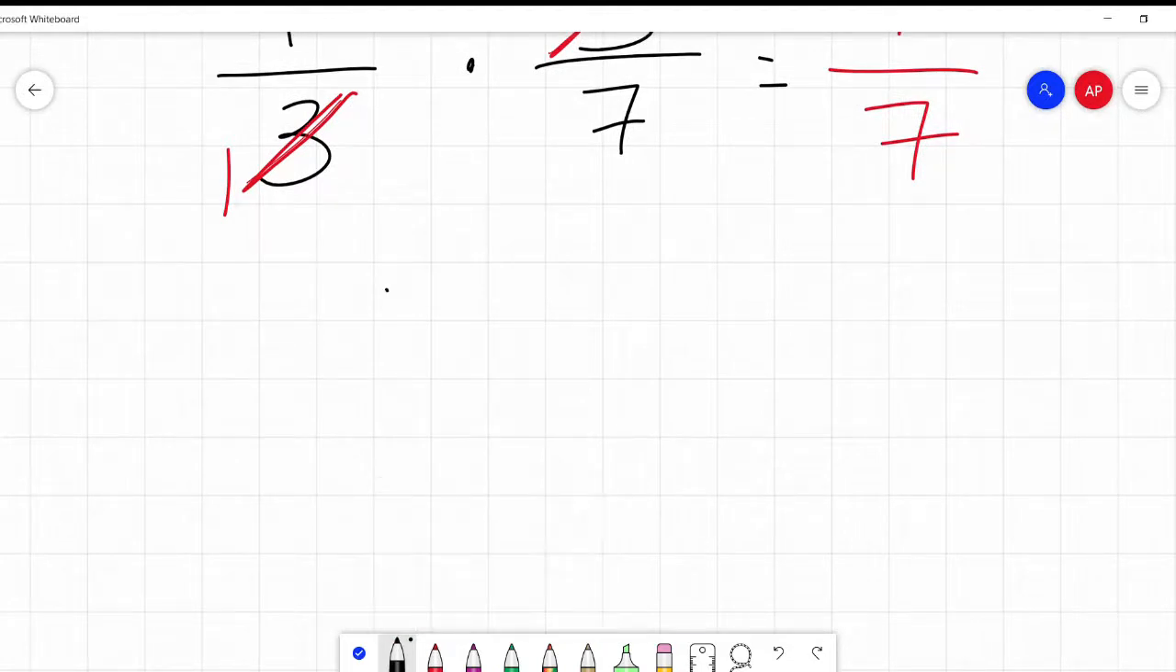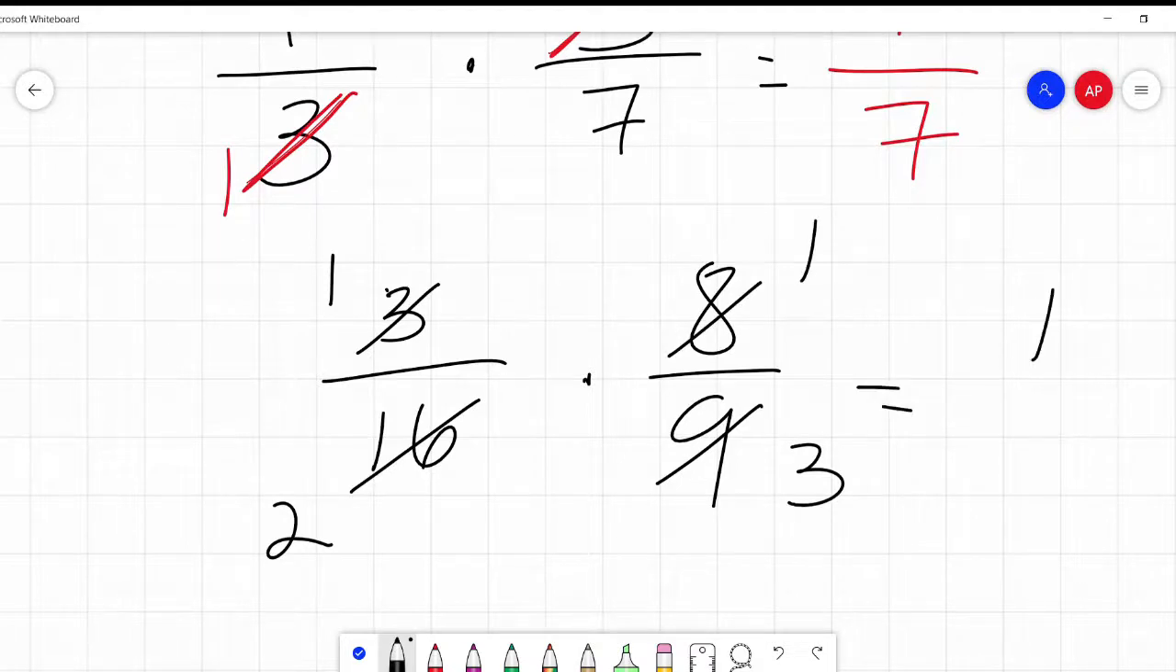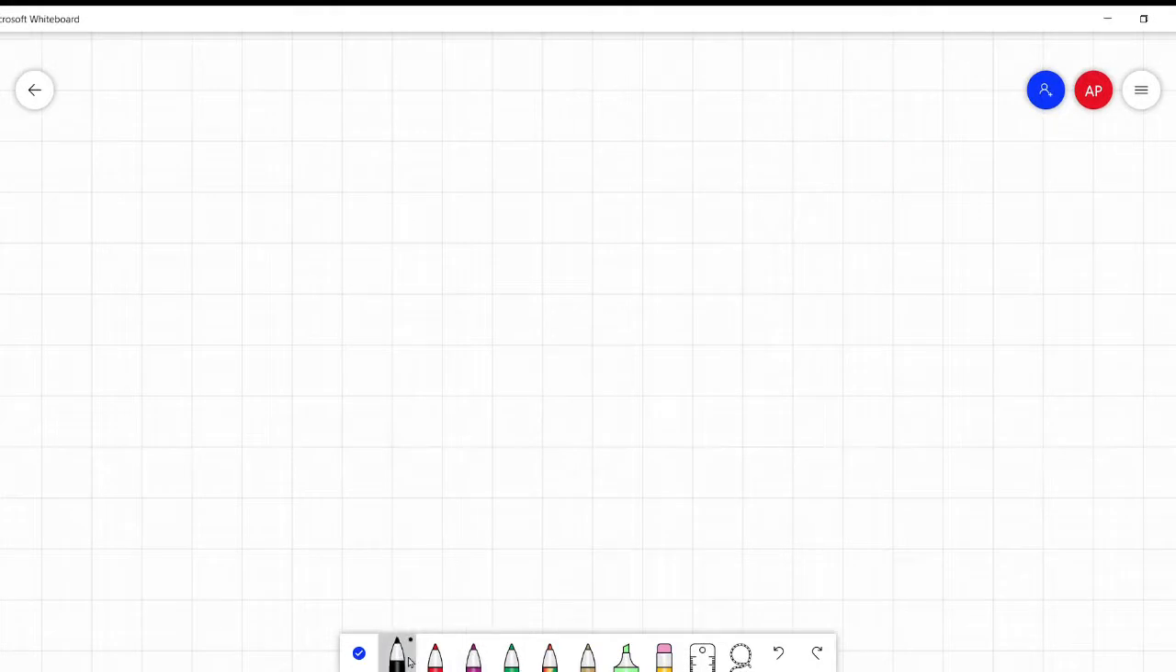Another example would be if you had something like 3 over 16 times 8 over 9. You say, oh, well, 3 goes into 3 one time, and it goes into 9 3 times, and 8 goes into 8 one time, and into 16 2 times. 1 times 1 is 1, 2 times 3 is 6. That's the principle we're going to be working with. This only works when things are being multiplied. We can't cancel when things are being added. So when we are multiplying rational expressions, there's going to be a ton of canceling.